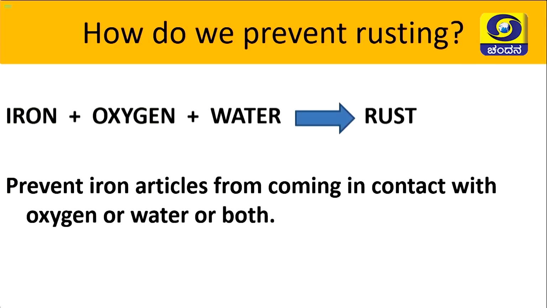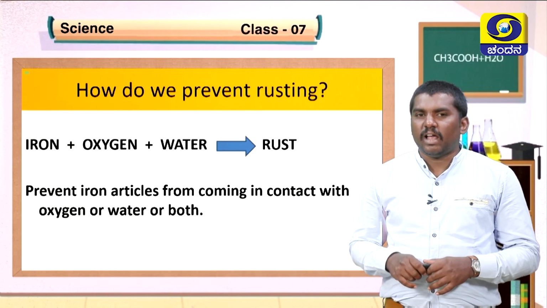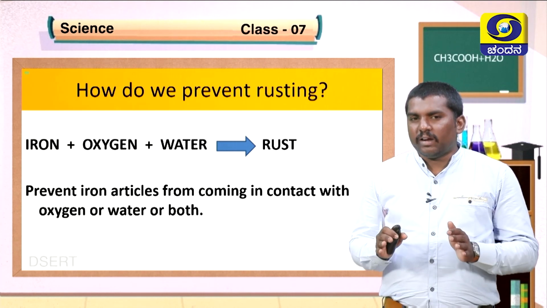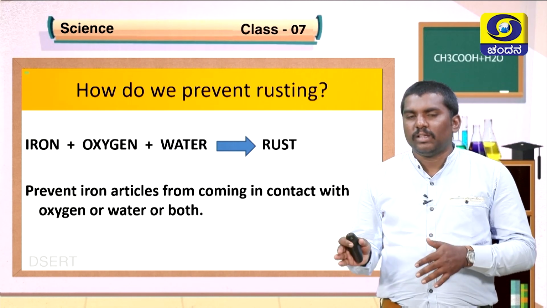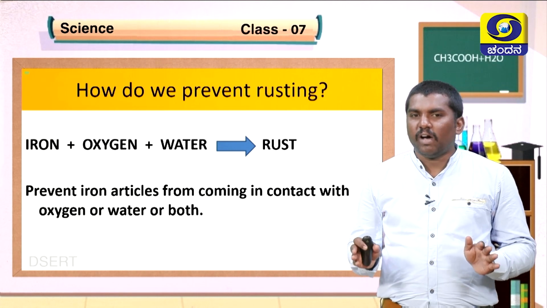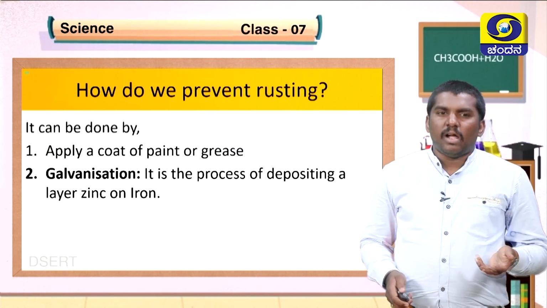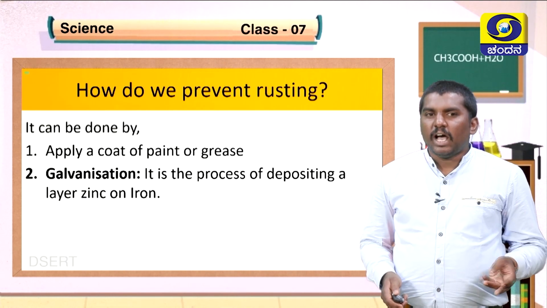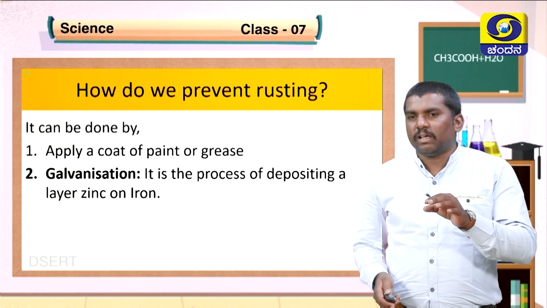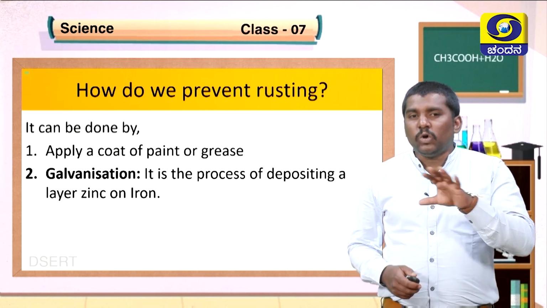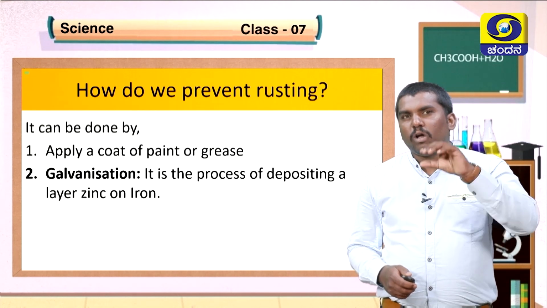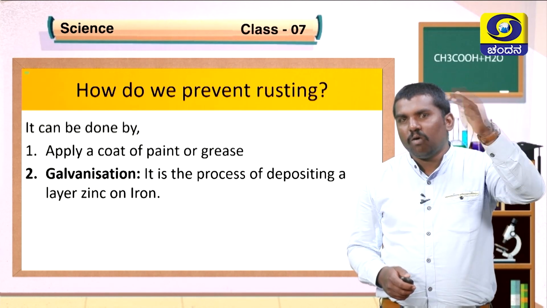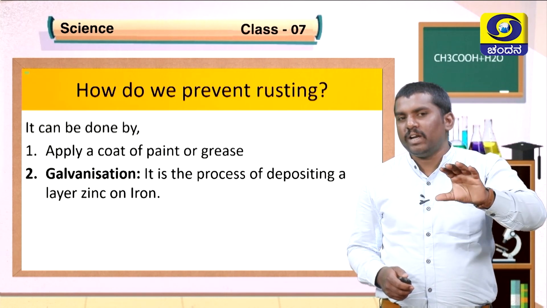Students, how do we prevent rusting? We know that rusting of iron needs oxygen and water. If we prevent iron from coming in contact with oxygen or water or both, then we can prevent rusting of iron. How can we do this? It can be done by, number 1, applying a coat of paint or grease on iron articles. This coat of paint or grease prevents the iron article from coming in contact with oxygen and moisture, so that we can prevent rusting.